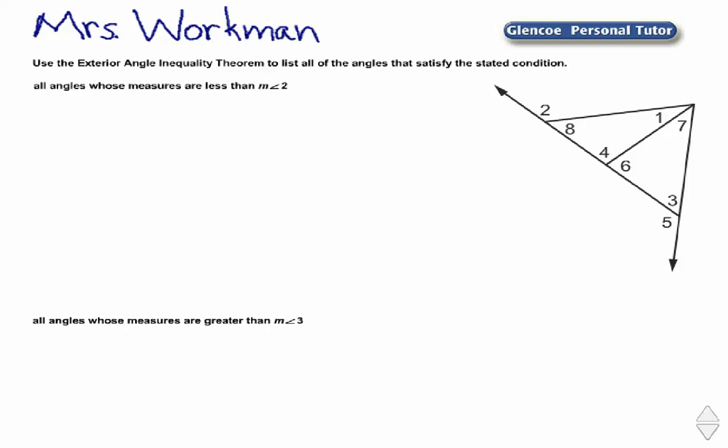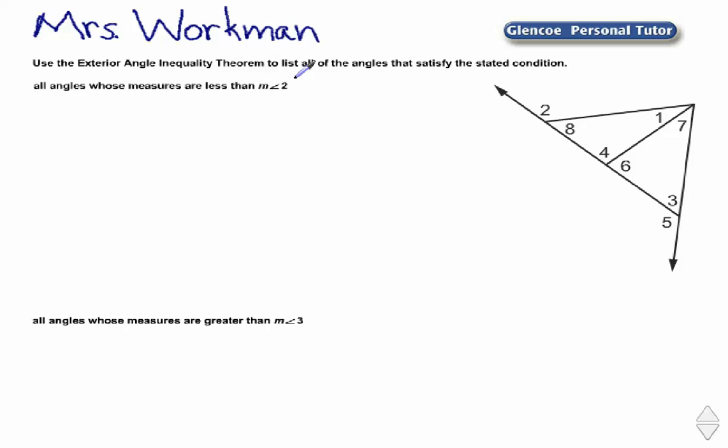Before we begin the problem, let's review what the exterior angle inequality theorem states. It states that the measure of an exterior angle is greater than the measure of either of its corresponding interior angles. Now let's go to the diagram.